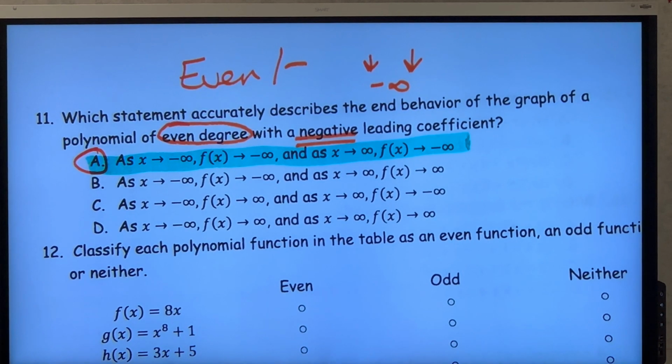X approaches negative infinity, x approaches positive infinity. The f of x is where you could tell the direction, up or down. That's what we need to see. Okay, we needed both ends going down, so just look for f of x approaching negative infinity on both sides.